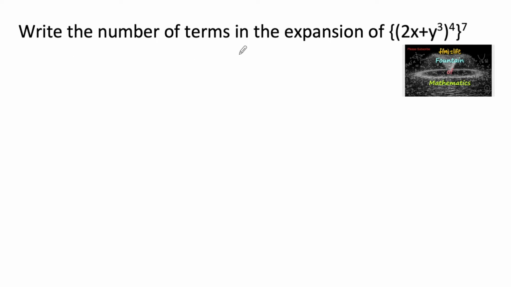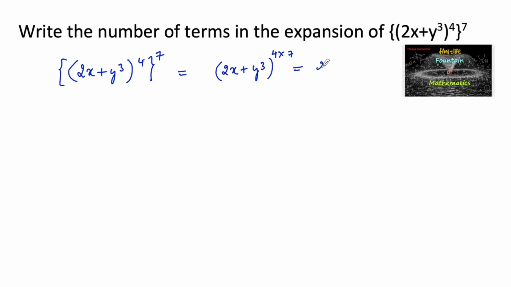Write the number of terms in the expansion of (2x + y^3)^4 and again the whole to the power 7. On simplifying this expression, we can also write it as (2x + y^3) to the power 4 into 7, that is (2x + y^3)^28, since we know (a^m)^n is equal to a^(m·n).